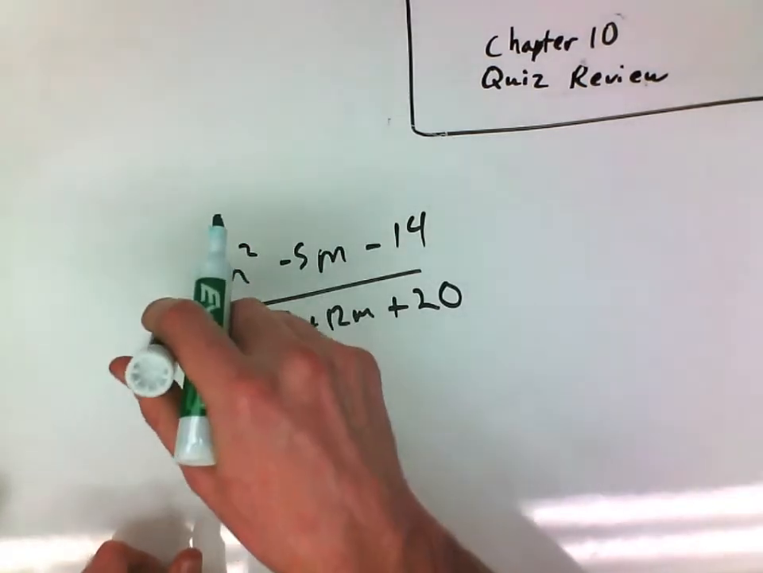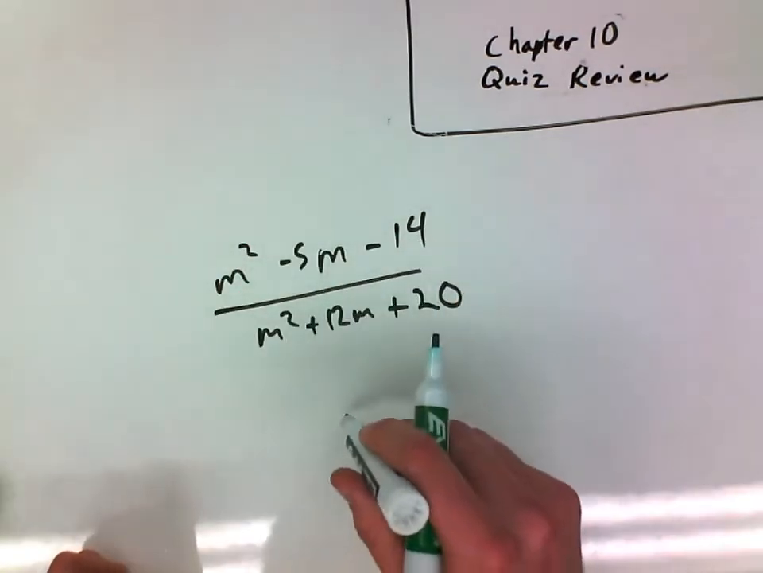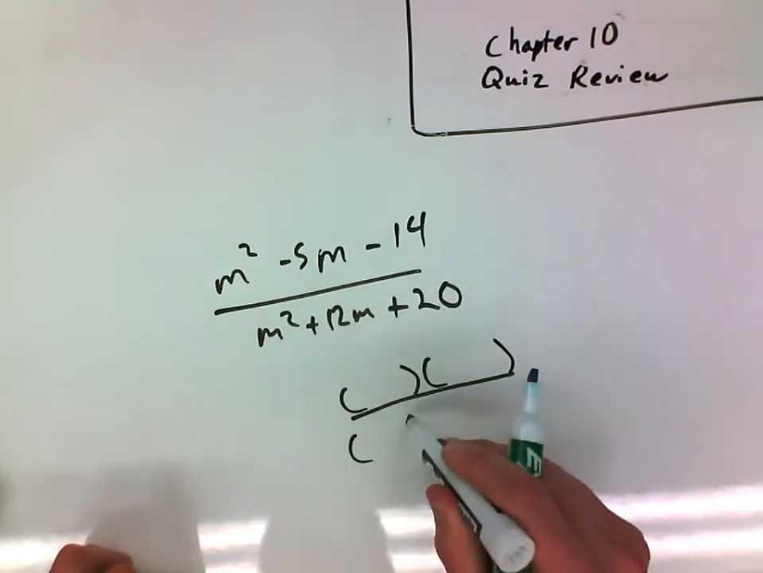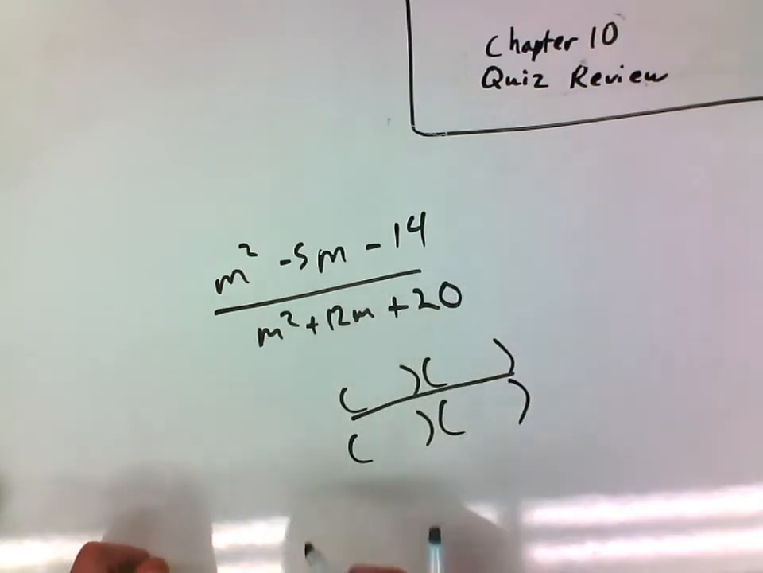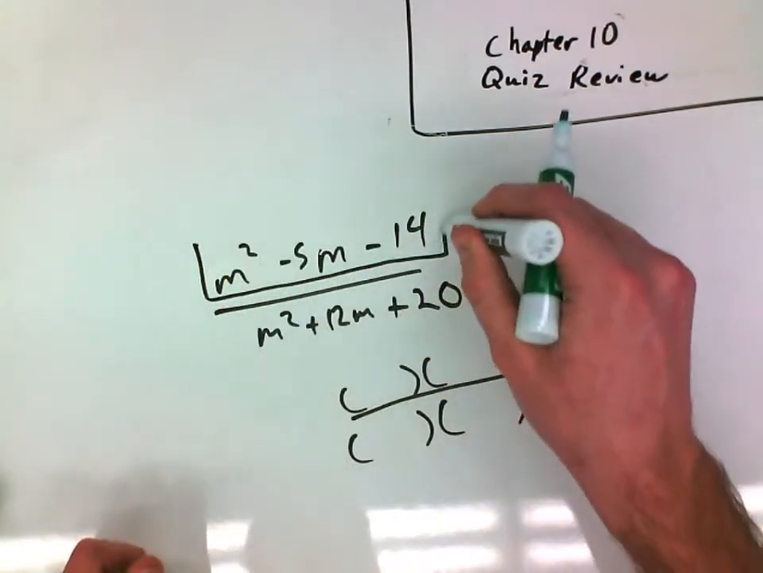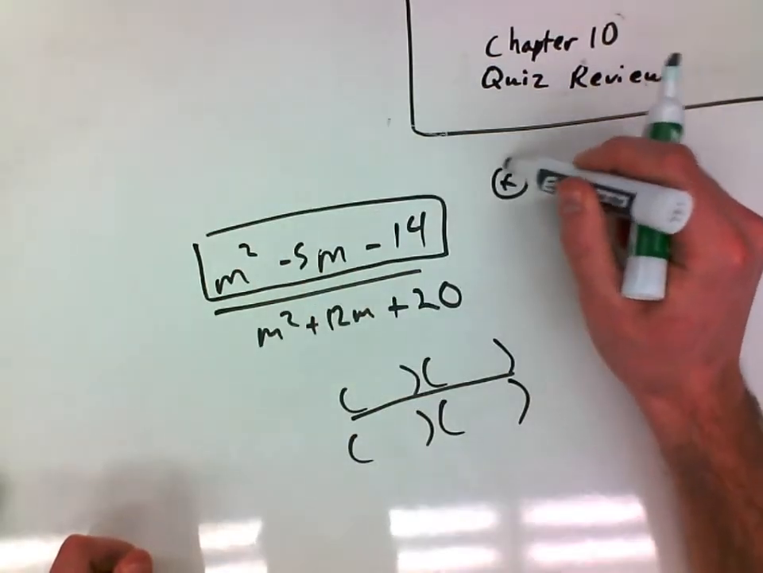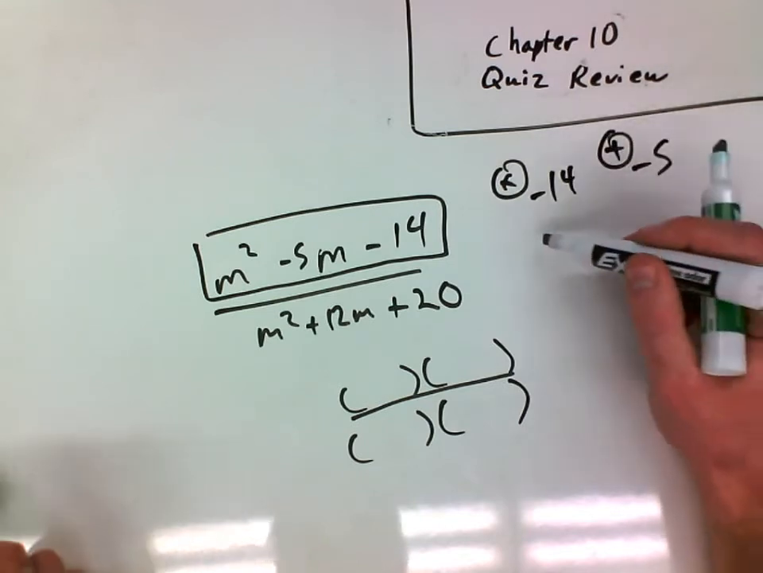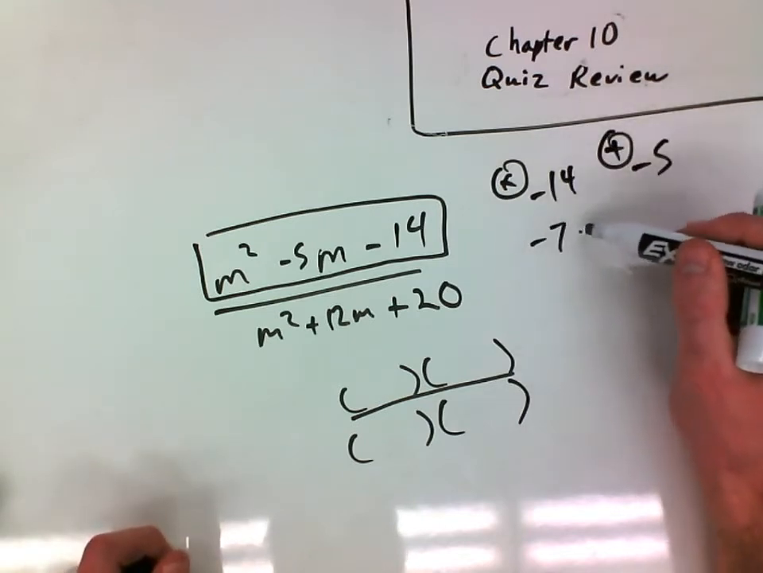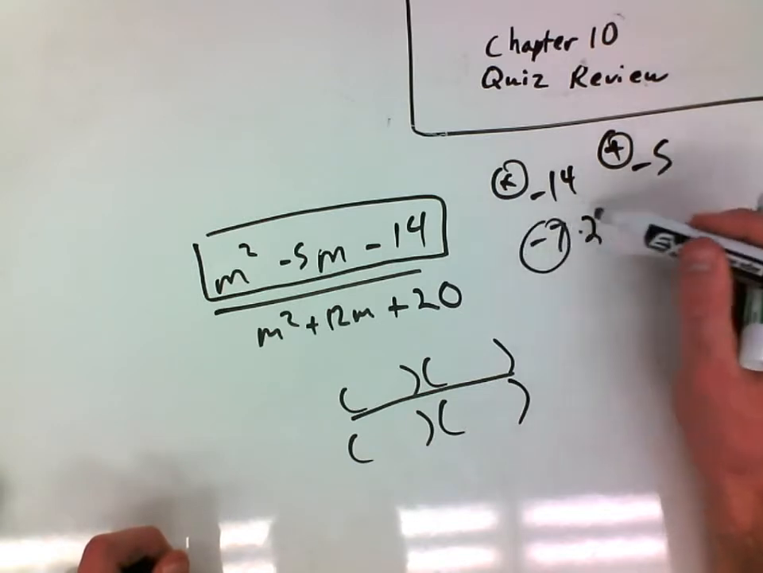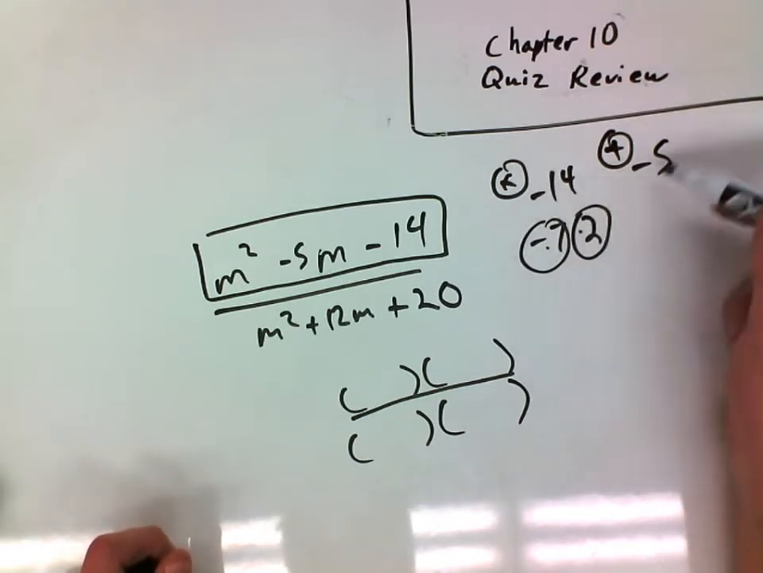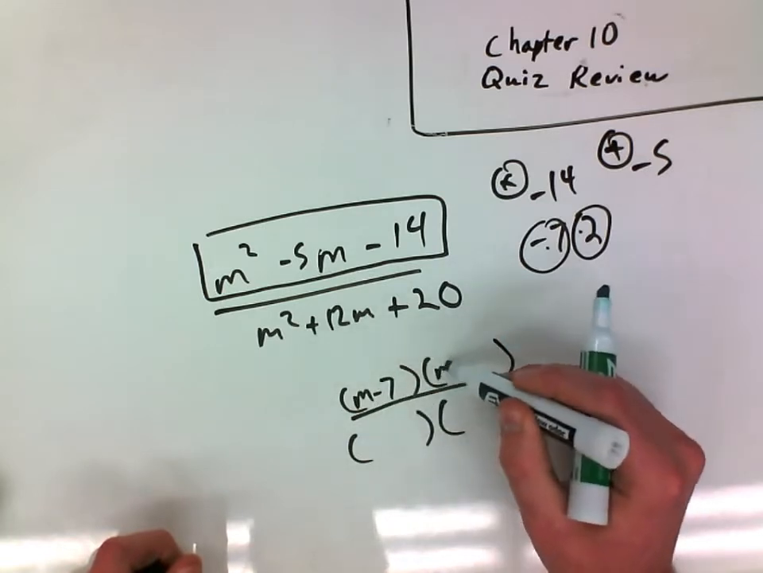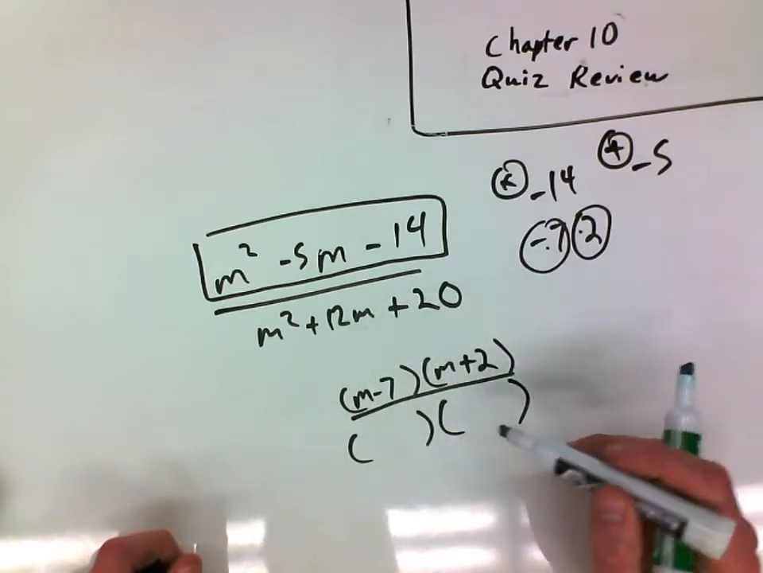Okay, so the first thing I want to do is factor both of these things, so they look like this. Let's take the top first. I need numbers that multiply to negative 14 that add up to negative 5. Well, negative 7 and positive 2 will do that, right? So this one factors to m minus 7, m plus 2.